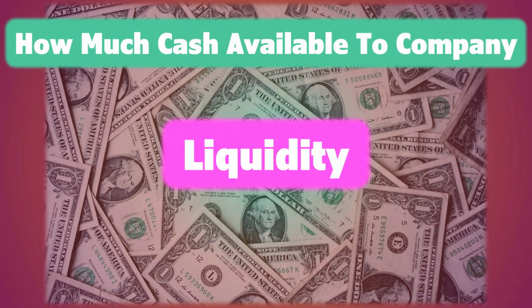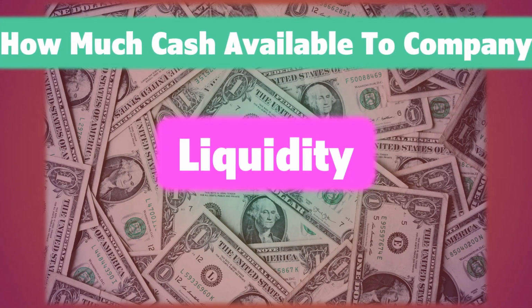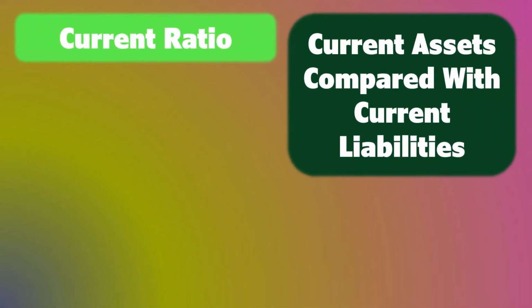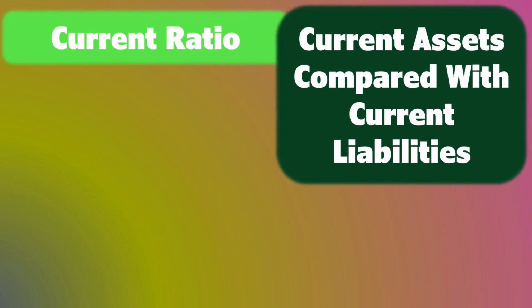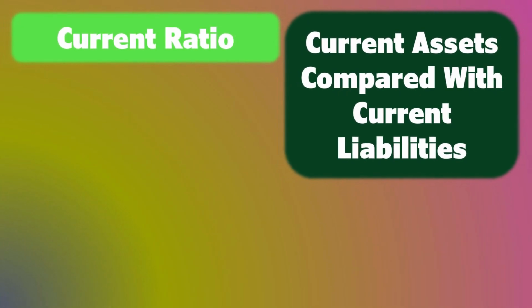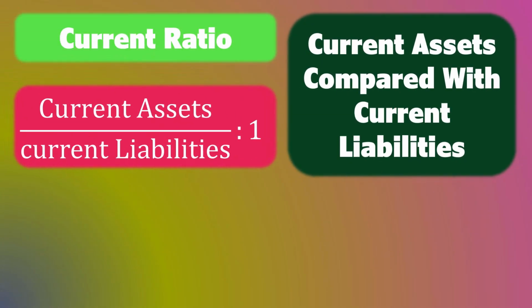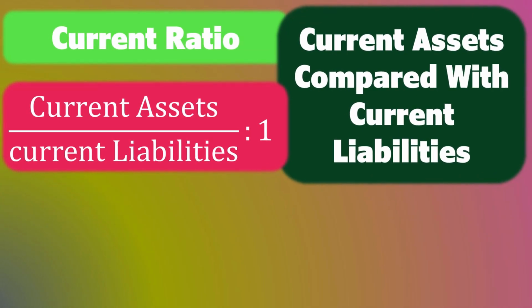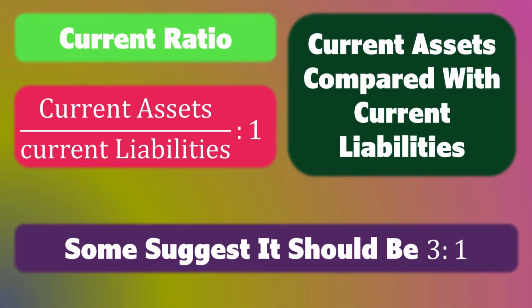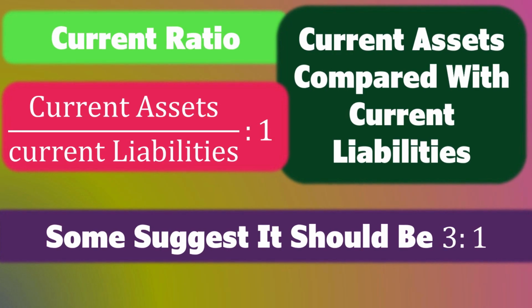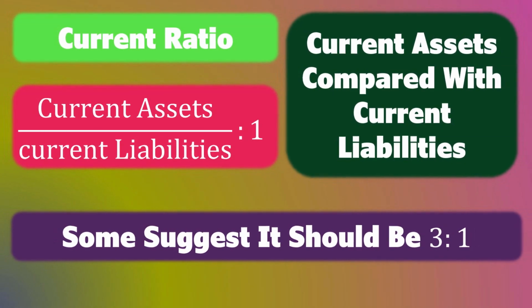First, we should note that liquidity is how much cash is available to the company. One ratio for liquidity is the current ratio, which is current assets compared with current liabilities. It is calculated as current assets divided by current liabilities compared with 1. It is highly dependent on the industry, but some suggest it should be about 3 to 1.